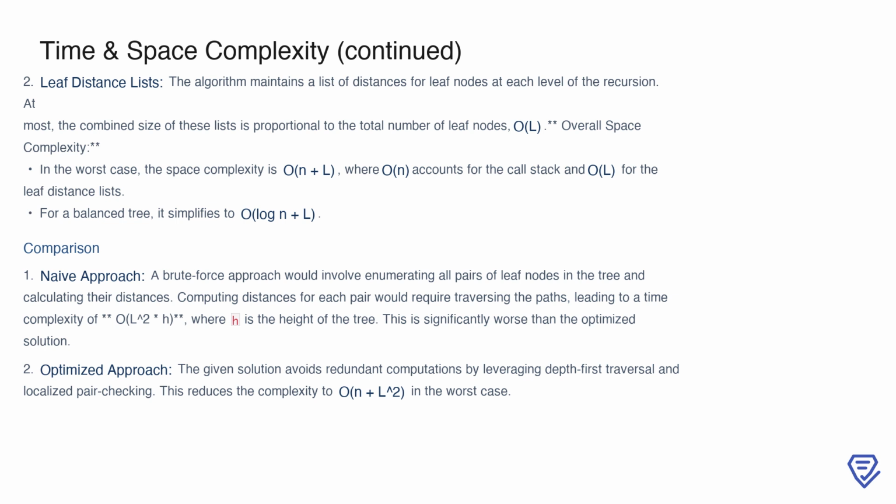Comparing this optimized approach to a naive method provides further insights. A brute force solution would involve enumerating all pairs of leaf nodes in the tree and calculating their distances. Since computing the distance for each pair requires traversing the paths, the time complexity for this approach balloons to O(L squared * h), where h is the height of the tree. In contrast, the optimized solution drastically reduces redundant computations by using depth-first traversal and localized pair checking, achieving a more efficient complexity of O(n plus L squared) in the worst case.